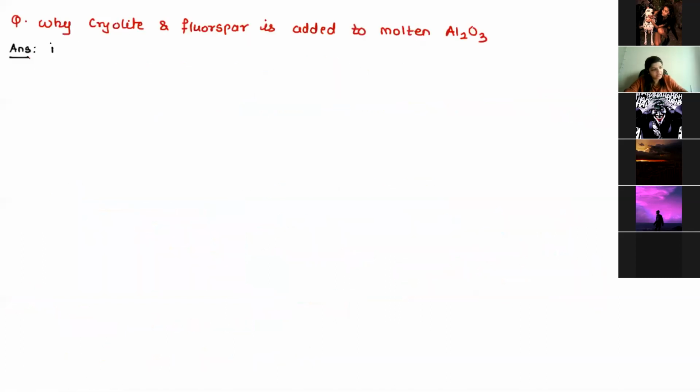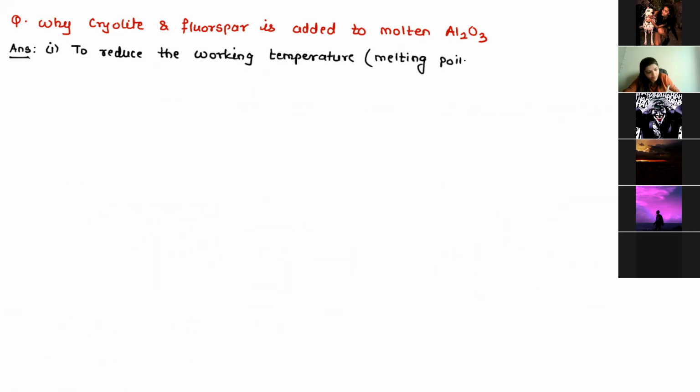So the first reason is, yes, to reduce the working temperature, or we can write to reduce the melting point of Al2O3.